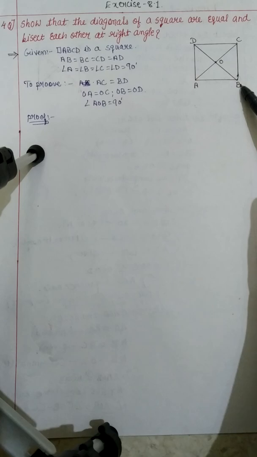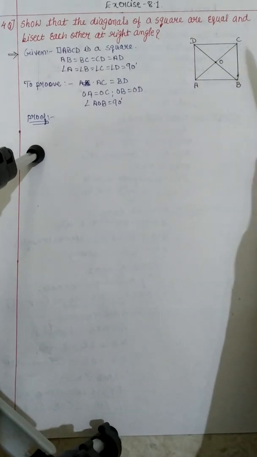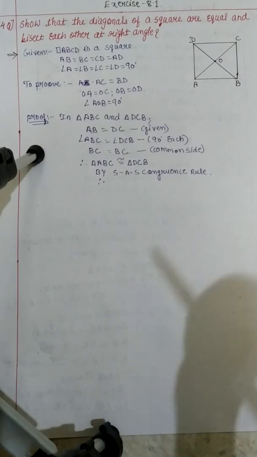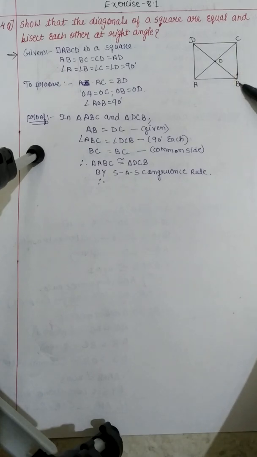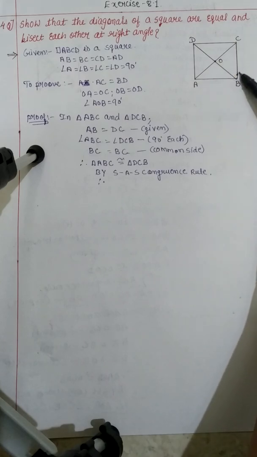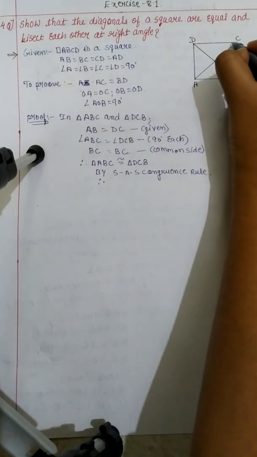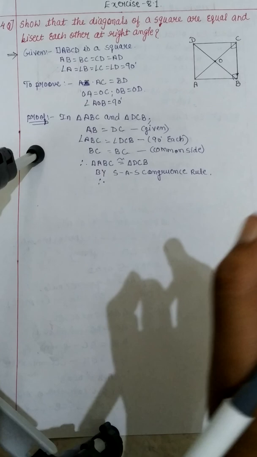Now one more thing I want for proving congruency. As I know ABCD is a square, all the angles are 90 degree each. So angle B will be equals to angle C, that is 90 degree. So therefore, as you can see, we have written here, that is your AB and your DC side, then side CB as a common, and angle B and angle C as 90 degree each. So therefore by the SAS congruence rule, both the triangles are congruent to each other.